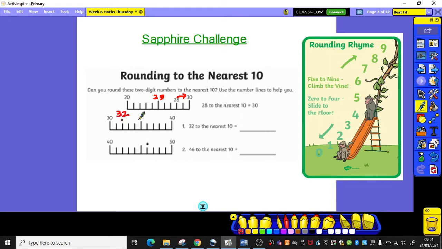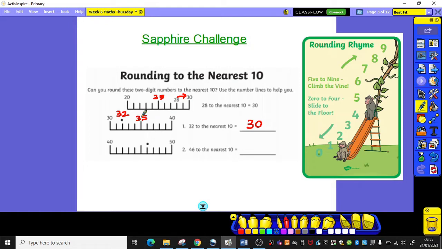However, if I wasn't sure, again, what would have been important was to put my number that's halfway between 30 and 40. It makes it really clear if I've got less than 35, then I'm going to be rounding down. So 32 rounded to the nearest 10 is 30. 32 is closer on the number line to 30 than 40.